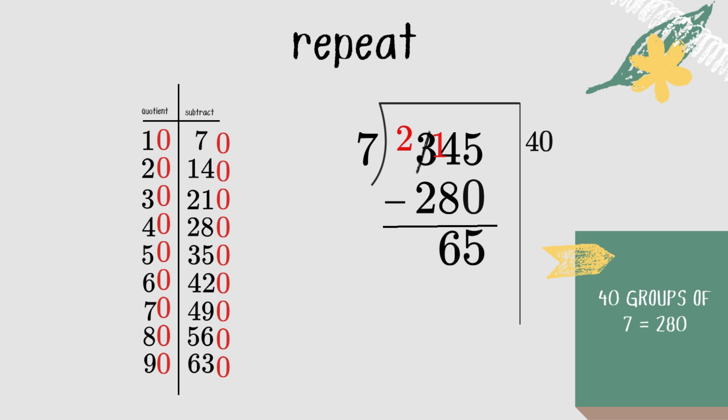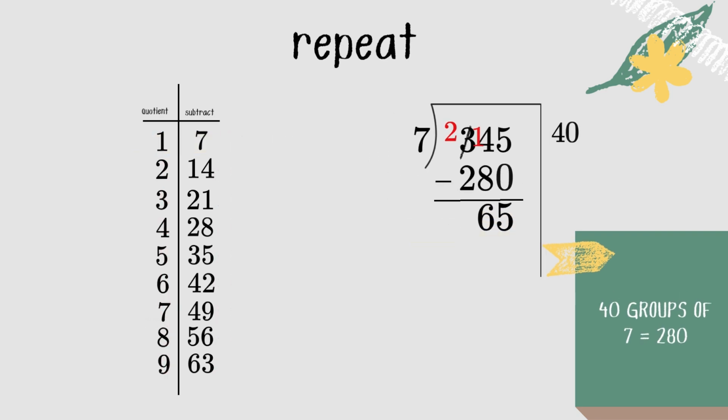Now, instead of 345, we're working with 65. So, when we have our zeros here, the first number on the subtraction side is 70, which is, yep, too big. So we gotta get rid of these zeros now. We don't need them anymore. All right, let's look down our list. We're trying to get close to 65. Looking down the subtraction side, the closest I can get is 63.